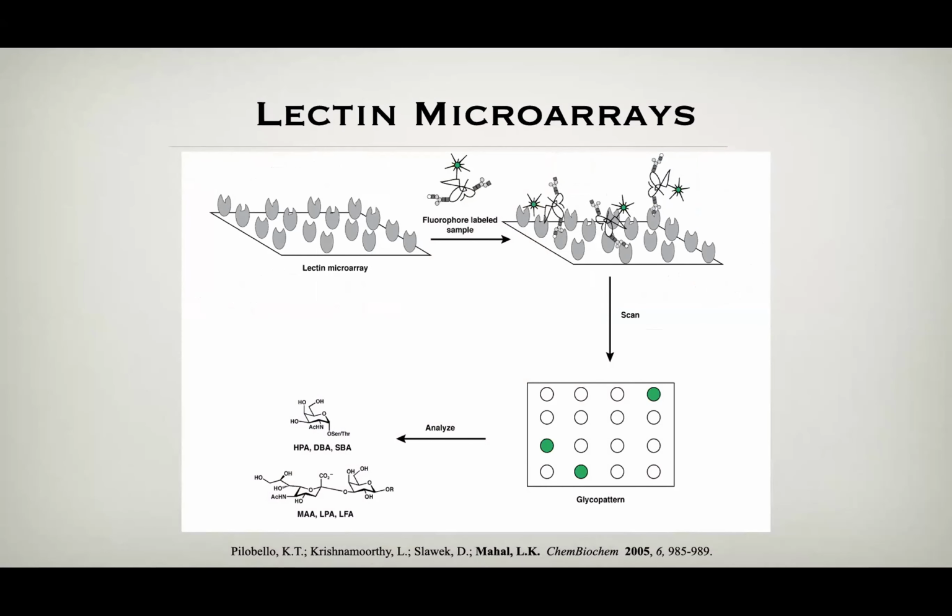But first, I'm just going to give you a brief primer on what lectin microarrays are. This is from our very first paper in ChemBioChem. Lectin microarrays are quite simply a microarray of carbohydrate binding proteins, or lectins. Each of these would bind a different carbohydrate. We fluorophore label the samples on the protein backbone, we bind those to the arrays, we then scan, we get a glyco pattern, and depending on what lectins light up, we can actually back out a molecular level analysis.